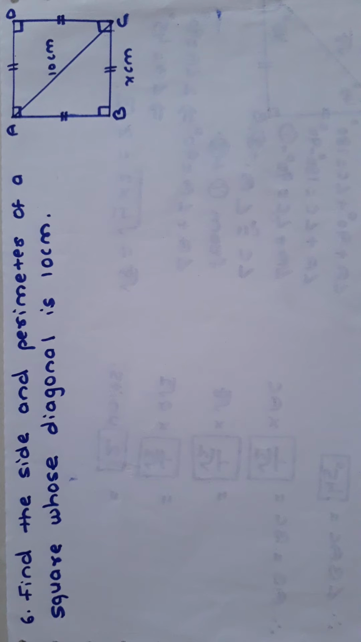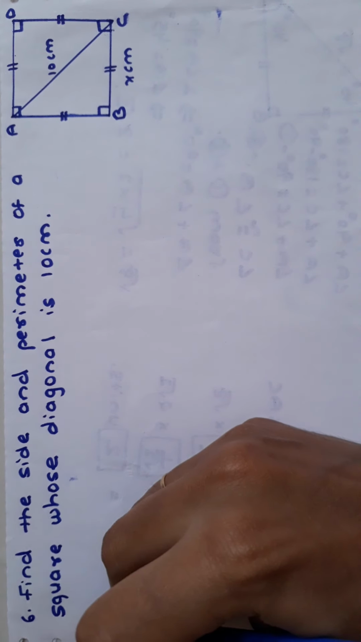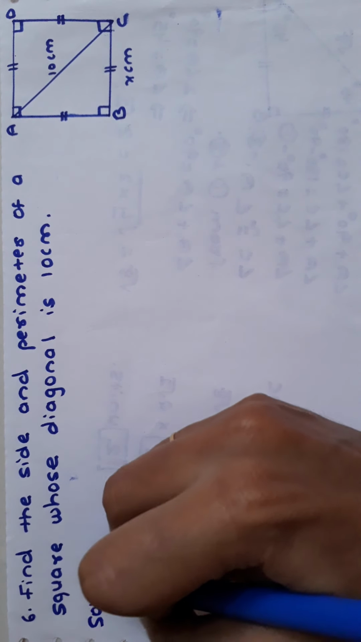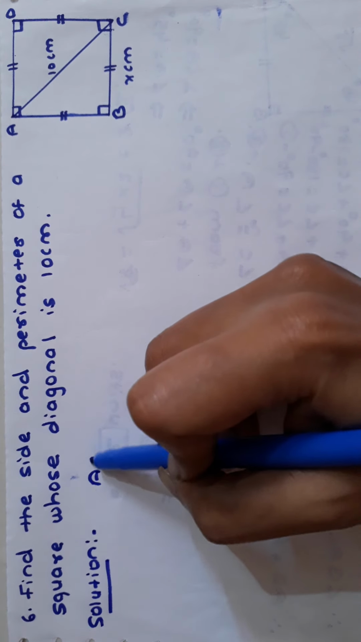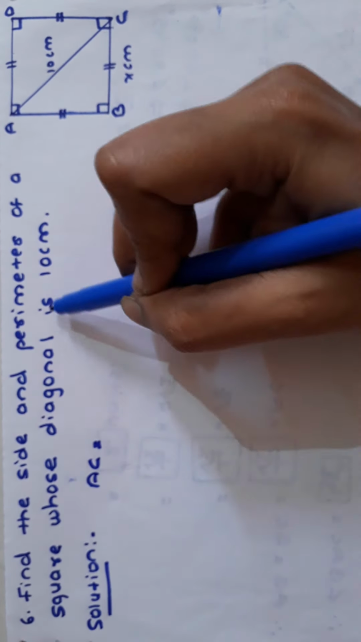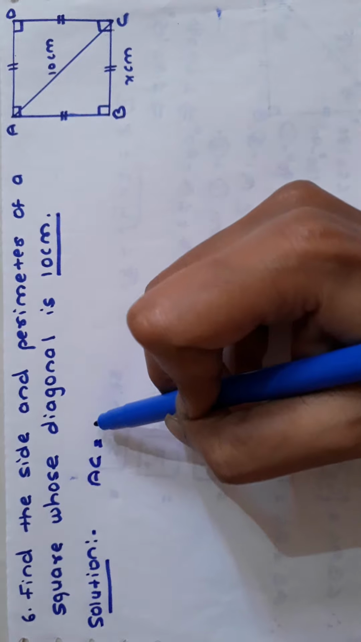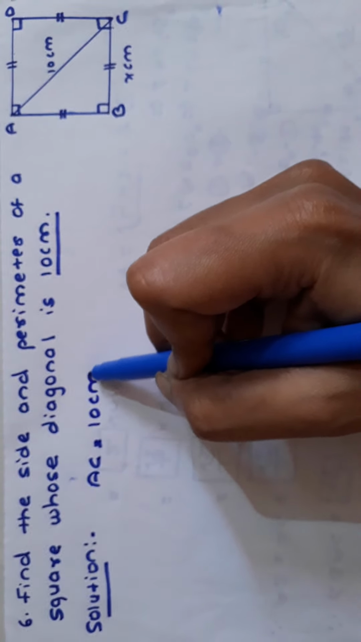Question number 6. Find the side and perimeter of a square whose diagonal is 10 centimeter. Now here the name of the square is not given. So let us take quadrilateral ABCD as the given square. Then AC is the diagonal of the square, and the diagonal of the square is 10 centimeter. So that means AC is 10 centimeter.